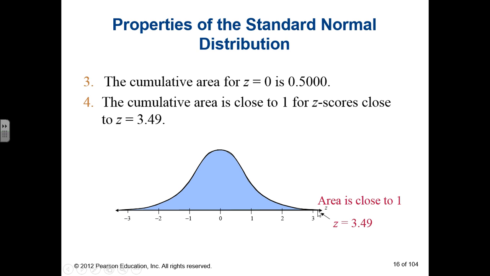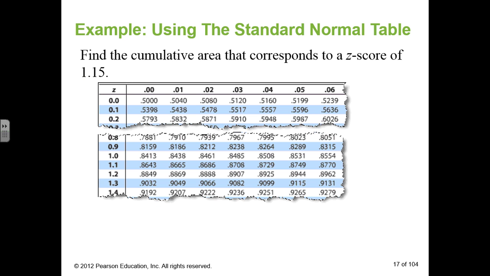And if we go all the way here to positive 3.49, we have shaded almost all of it to the left. Remember, cumulative area is area shaded to the left. And so that cumulative area for z equal to 3.49 is very close to 1. This is a standard normal table that you'll find in your book, and you can print it out if you like.